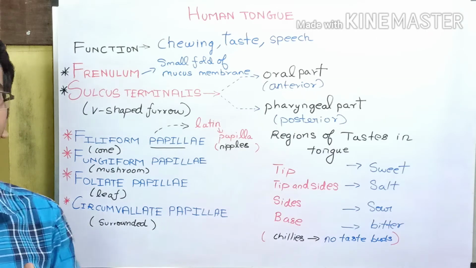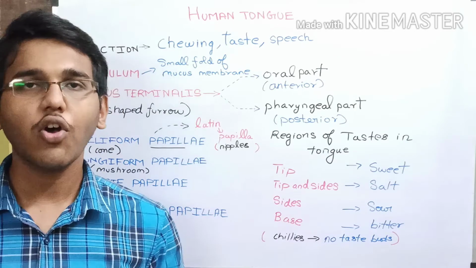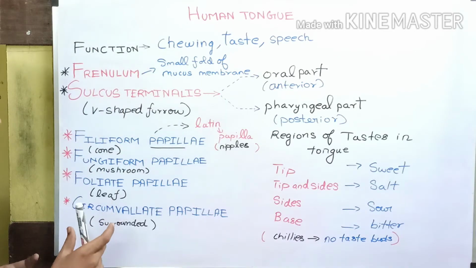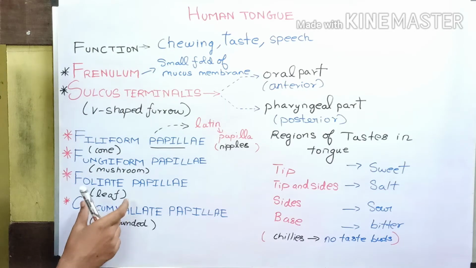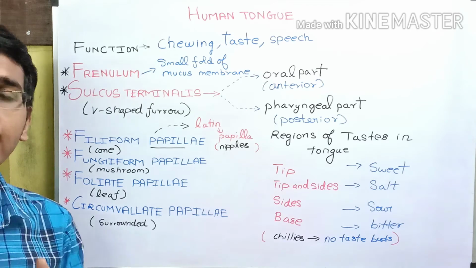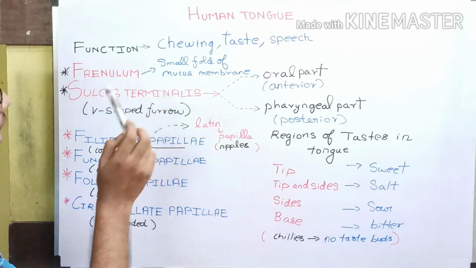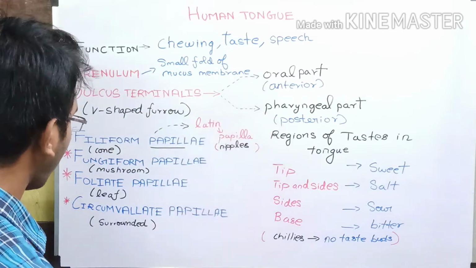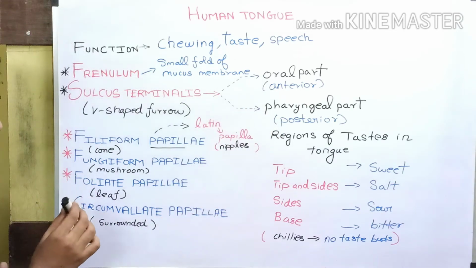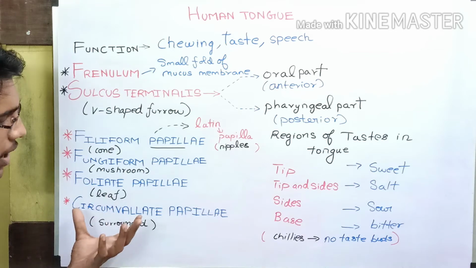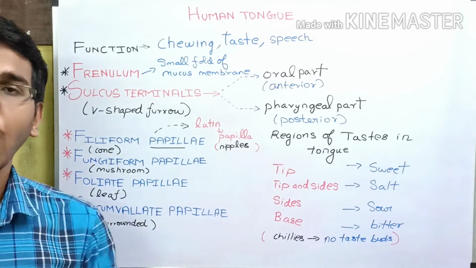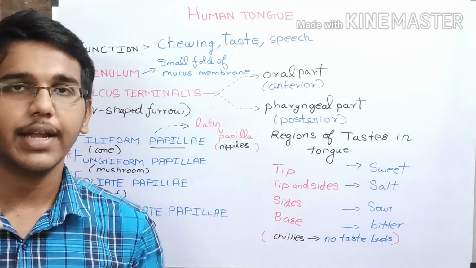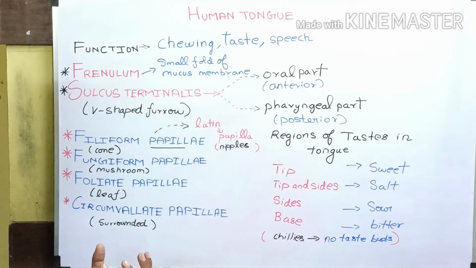The circumvallate papillae are present at the back of the tongue, and the V-shaped furrow formed between the circumvallate papillae and foliate papillae is called the sulcus terminalis, which divides the tongue into two parts, that is the pharyngeal part and the oral part. And an important thing is that the circumvallate papillae consist of thousands of taste buds. Now we are clear with the papillae present in the tongue.